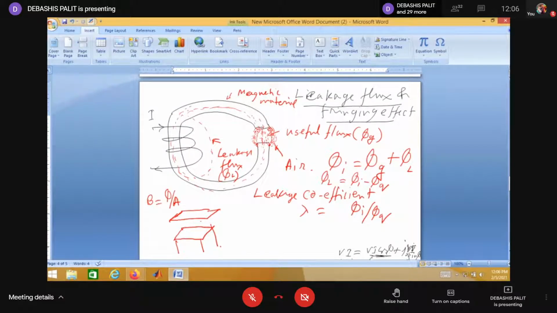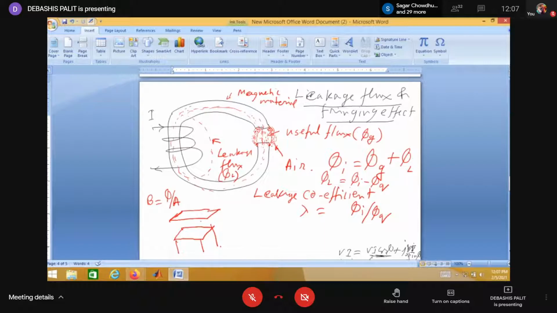Actually, flux leakage is taking place because flux can be carried in air also. That is the main difference between magnetic circuit and electric circuit. In case of an electric circuit, if a circuit is open, the effective resistance is infinite, so current cannot flow. But in a magnetic circuit, air is not absolutely a flux insulator. I have already told you that. There is no flux insulator at all.